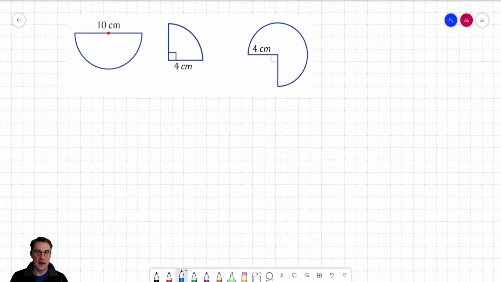Amazing people. Now, what we're going to look at here is where we've only got a partial or a part of a circle. Now, we've got three examples here that we can work through. So we'll label them A, B, and C.